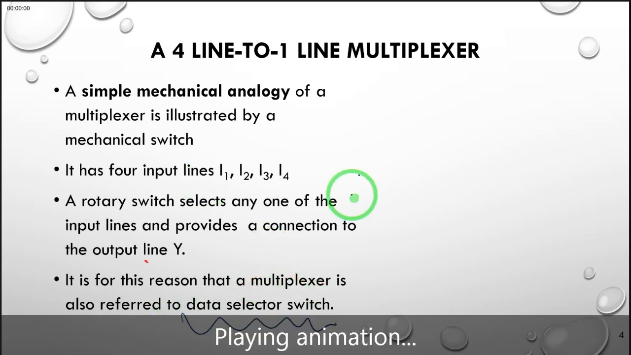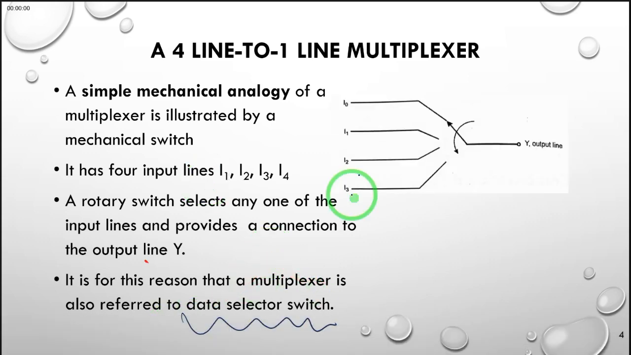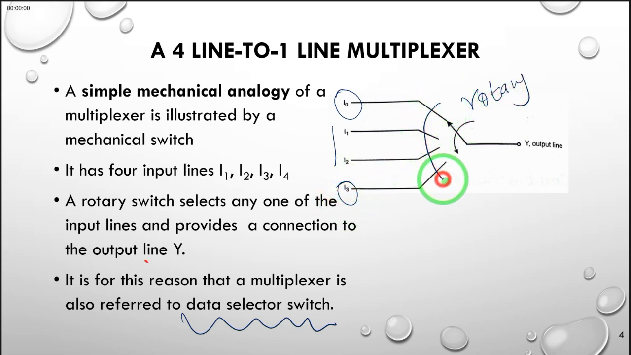Look at this mechanical switch. It has 4 input lines starting with I0 all the way up to I3, and this is the rotary switch that rotates amongst the four input lines. When you want it to connect to I1, you just rotate your rotary switch, and the output line is connected to the line I1 or I2 depending on the selection that has been made.